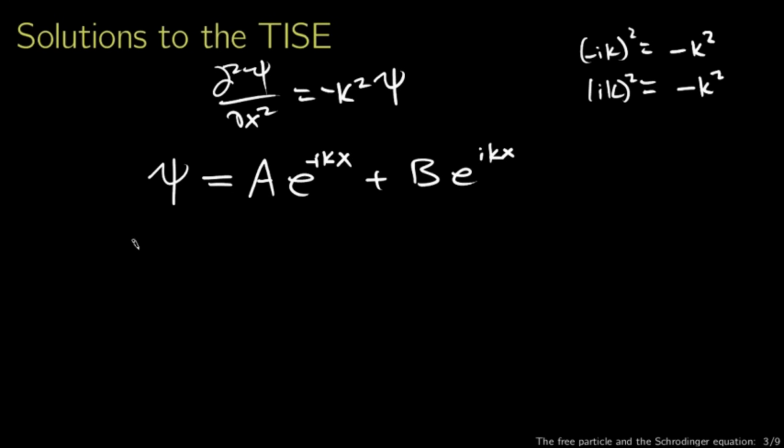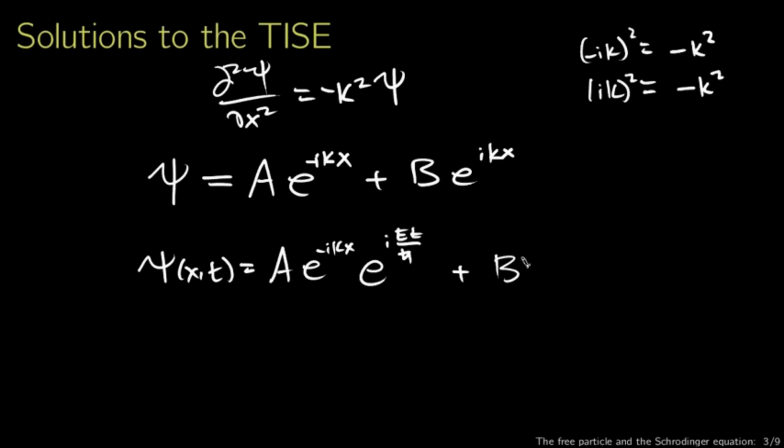When we include time in this, since you know this is a solution to the time-independent Schrödinger equation, it's going to have time dependence given by the time part, the time equation that we got when we did separation of variables. What you end up with is psi of x and time now is equal to a e to the minus i kx times e to the i energy t over h bar plus b times e to the i kx e to the i energy time over h bar. And I've left off my minus signs here, in the energy dependence, just conventional to include minus signs there.